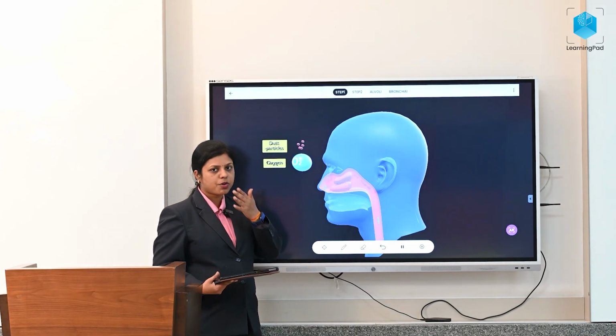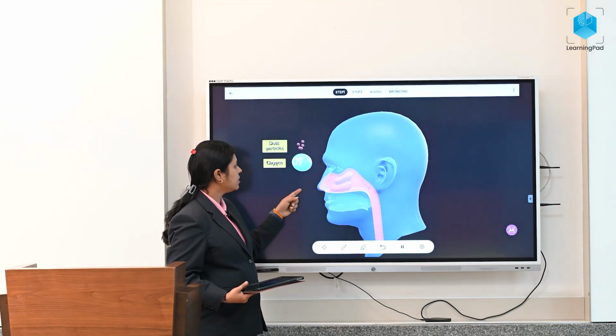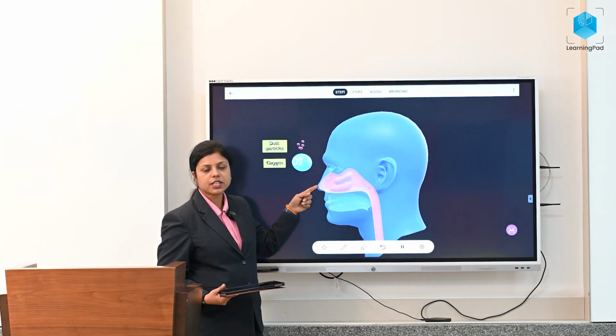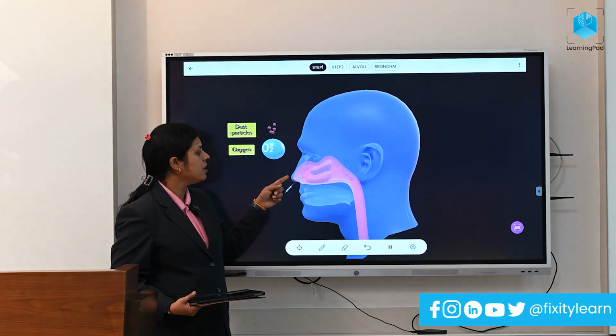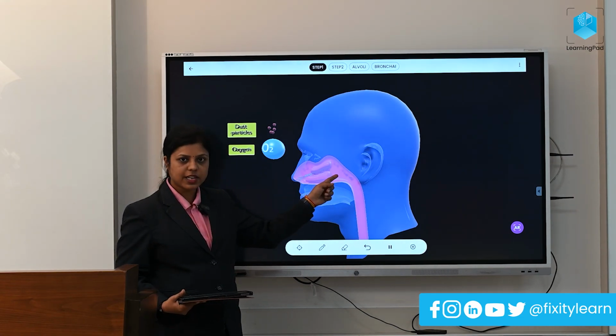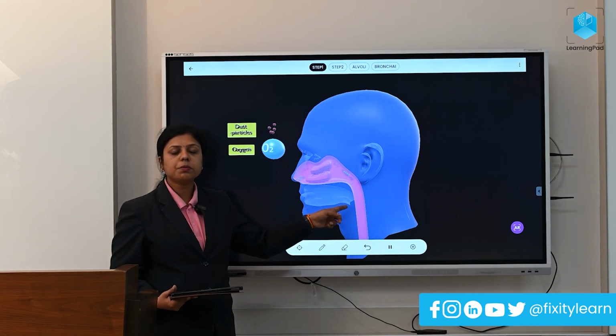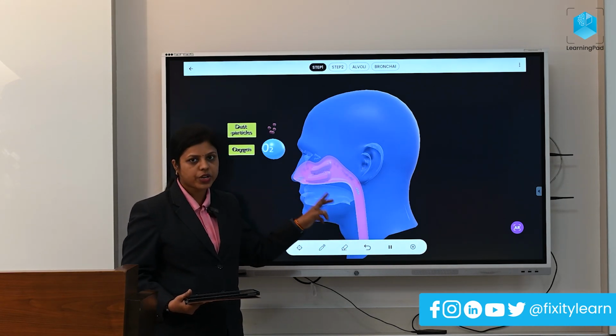We start from our nose, right? We take in air and we give out air from our nose. So this is the very first important cavity, that is the nasal cavity, through which whatever air you breathe goes inside, and then it enters into your windpipe. This windpipe is nothing but the trachea.